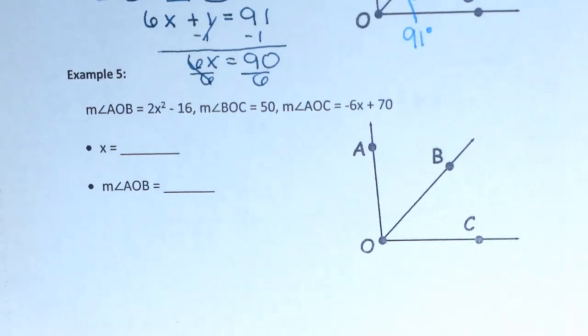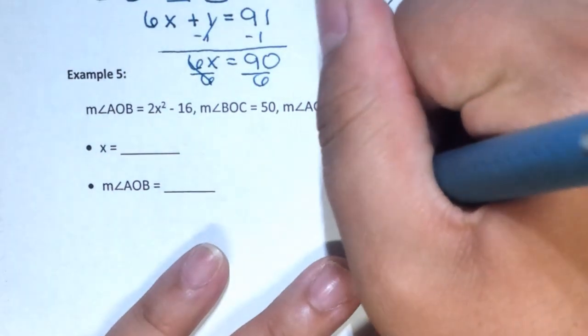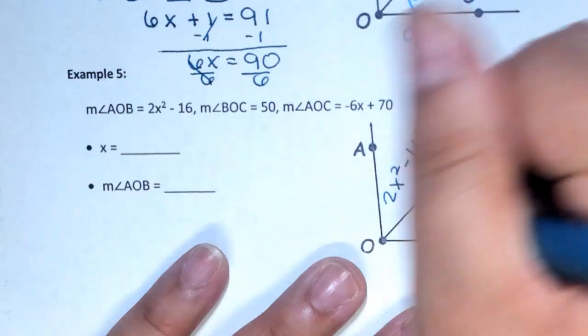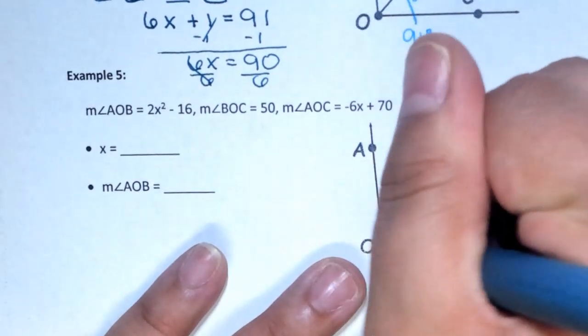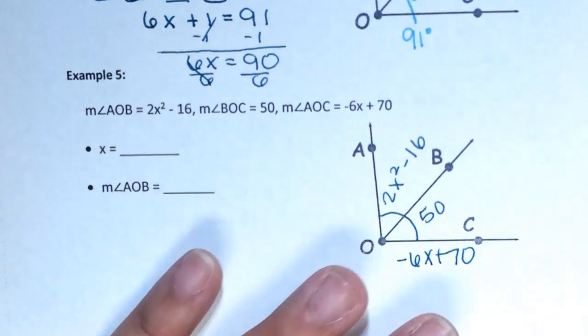Miss, are we allowed to ask questions? Sure. Is the measure of BOC 50 degrees? That little M stands for measure. Is it 50 degrees? Oh, it's degrees. Yes. Put a degrees right now. Okay.